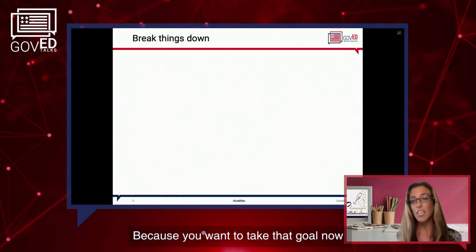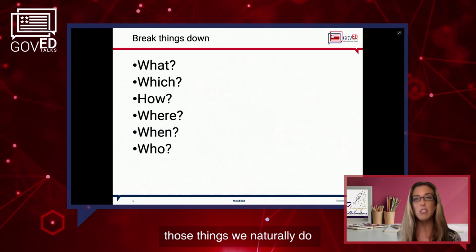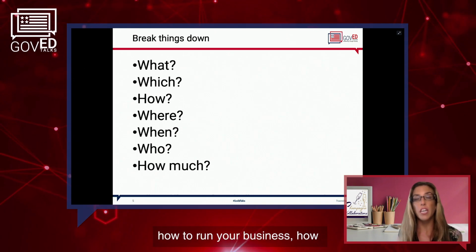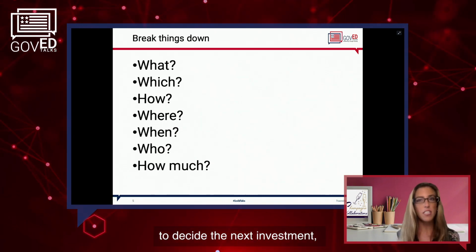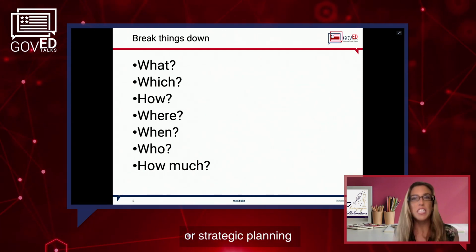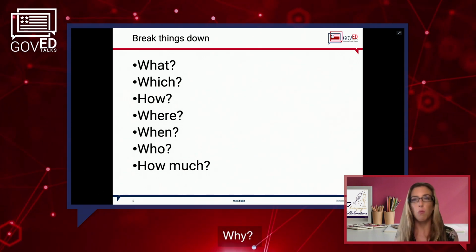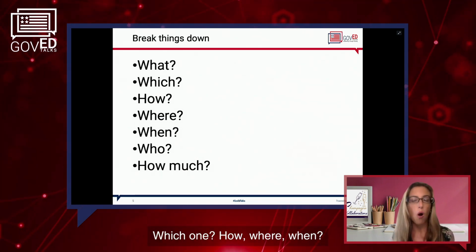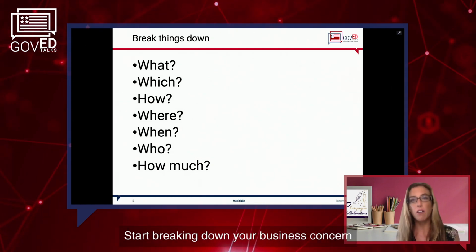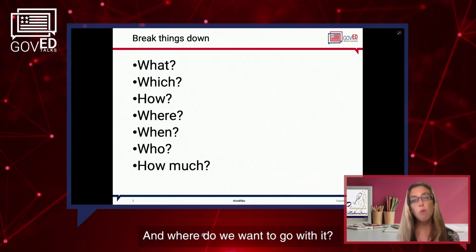Because you want to take that goal now and start asking those good questions, those things we naturally do in conversation. When you're looking at how to run your business, how to decide the next investment, what project, portfolio, or strategic planning direction we need to go, what are we looking at? Why? Which one? How? Where? When? Who's doing it? Start breaking down your business concern, that business need, and where do we want to go with it?